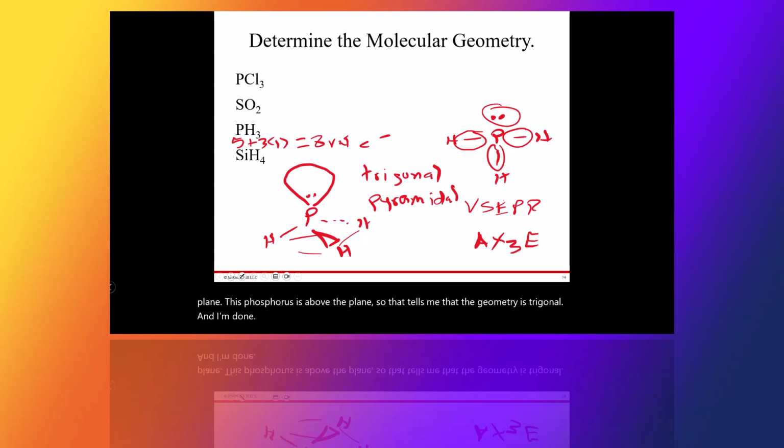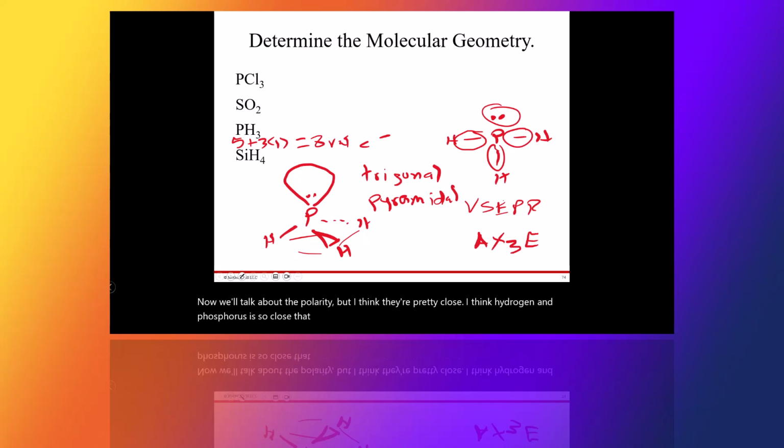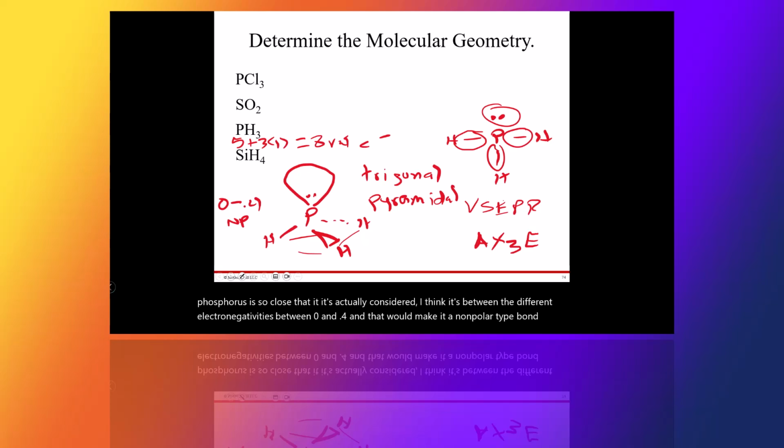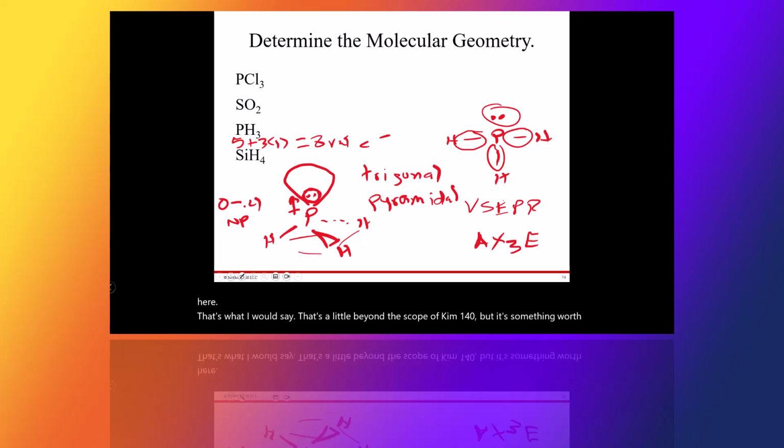And I would talk about the polarity, but I think they're pretty close. I think hydrogen and phosphorus is so close that the difference in electronegativity is between 0 and 0.4, and that would make it a non-polar type bond. So there would be a slight polar. I will say this. Overall, this is a slightly polar molecule. It'd be in this direction because of this lone pair here. That's what I would say. That's a little beyond the scope of Chem 140, but it's something worth mentioning.